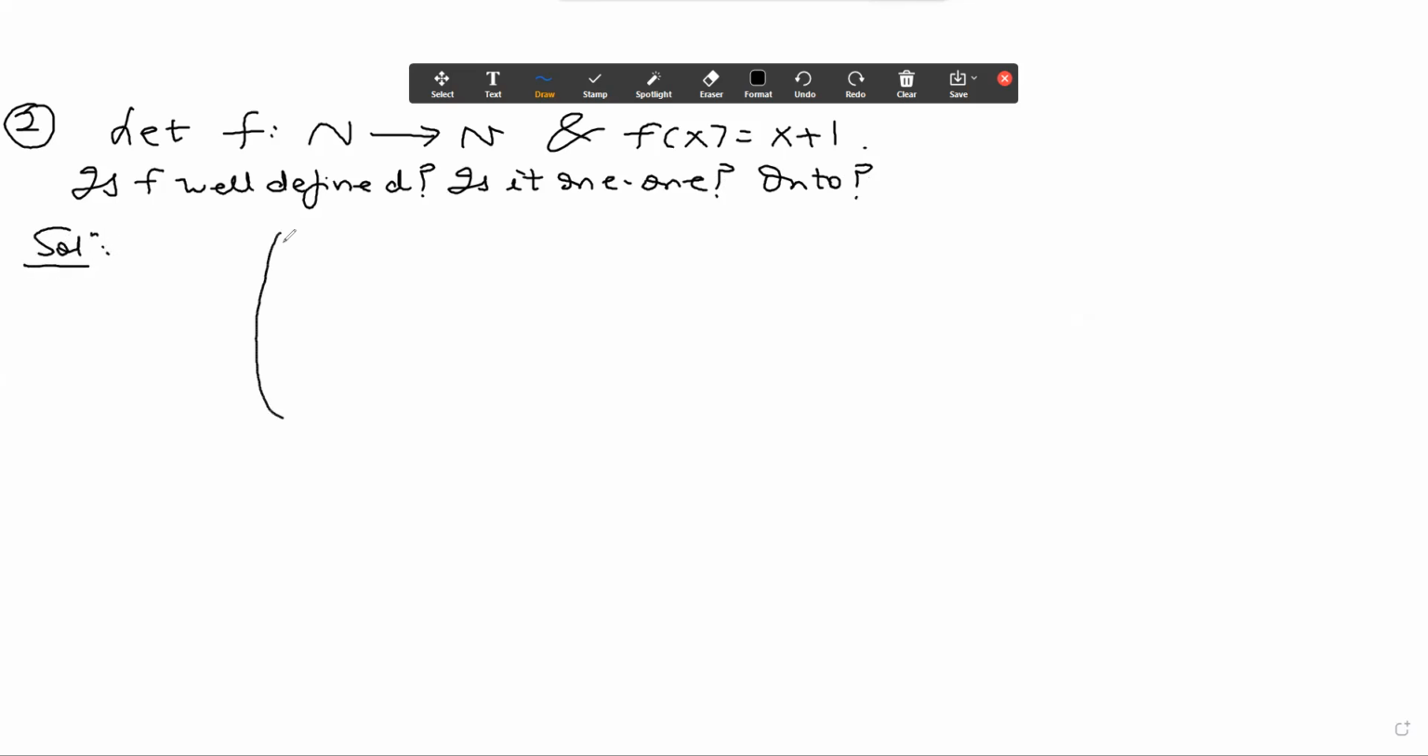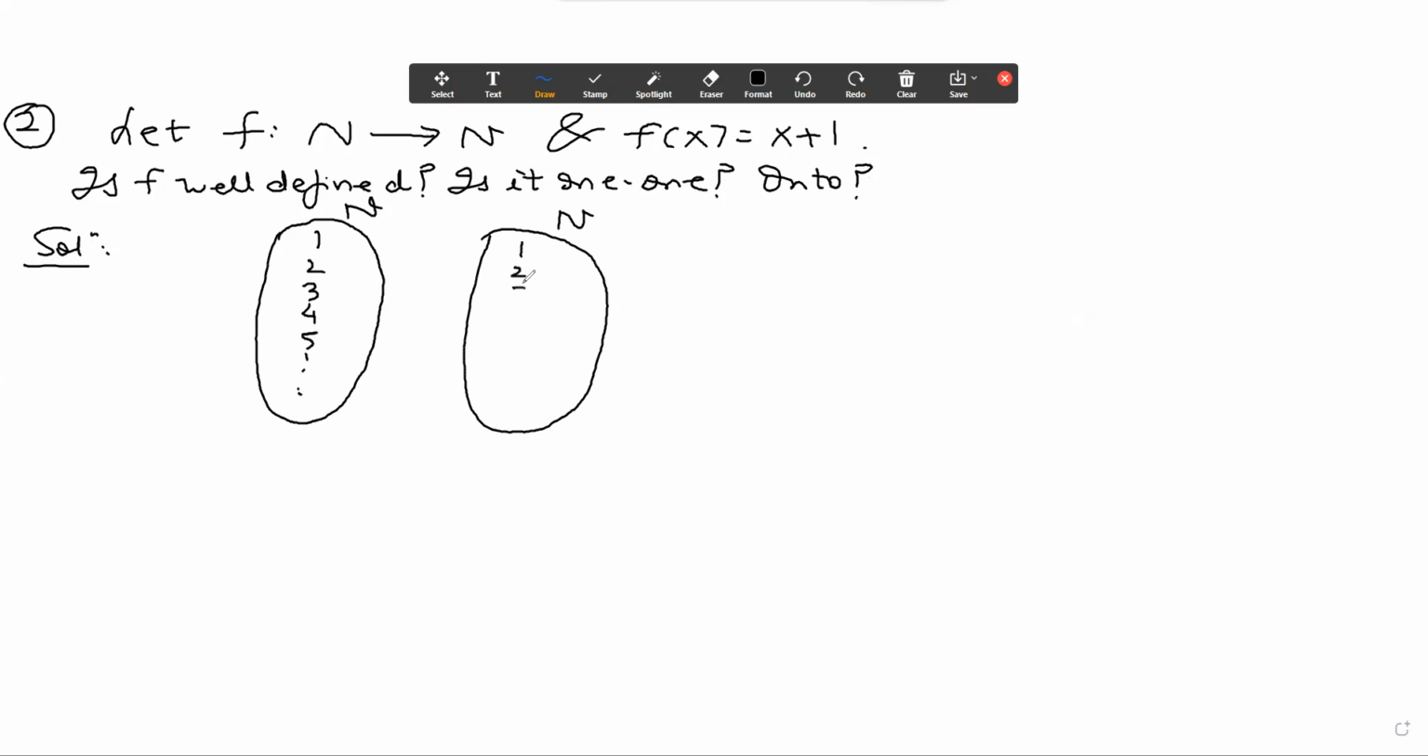So guys, if you draw a diagram, what will you observe? Natural numbers, 1, 2, 3, 4, 5, and so on, on both sides. Now guys, 1 will be mapped onto 1 plus 1, that is 2. 2 will be mapped onto 3. 3 will be mapped onto 4. 4 will be mapped onto 5. 5 will be mapped onto 6, and so on. This will keep on going. So clearly we can see that f is a well-defined function.